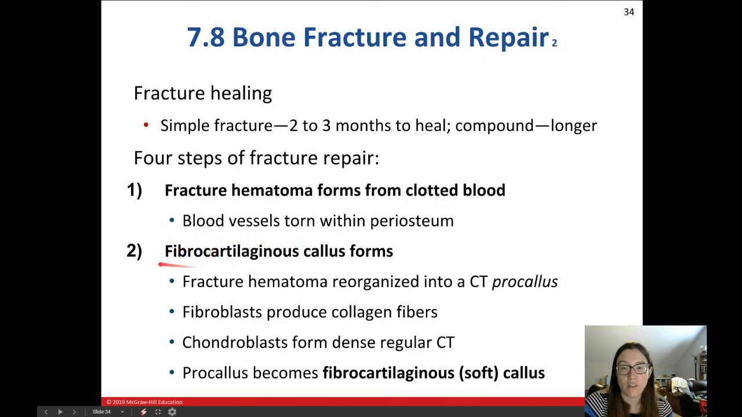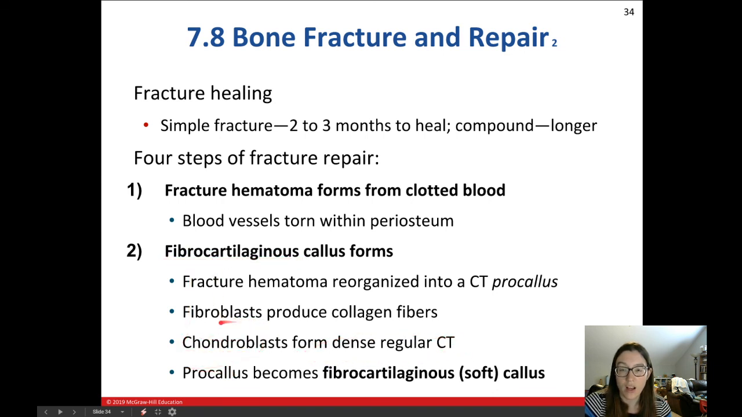Then next we have what's called a fibrocartilaginous callus that forms. The fracture hematoma is reorganized into what we call a connective tissue procallus. So this is kind of before the callus starts. We have a lot of fibroblasts coming in, right? So these fibroblasts, what do they produce? They produce the fibers, and they produce collagen fibers. And then we're going to have some chondroblasts in there that are going to help produce some dense regular connective tissue, and it's a fibrocartilaginous callus.